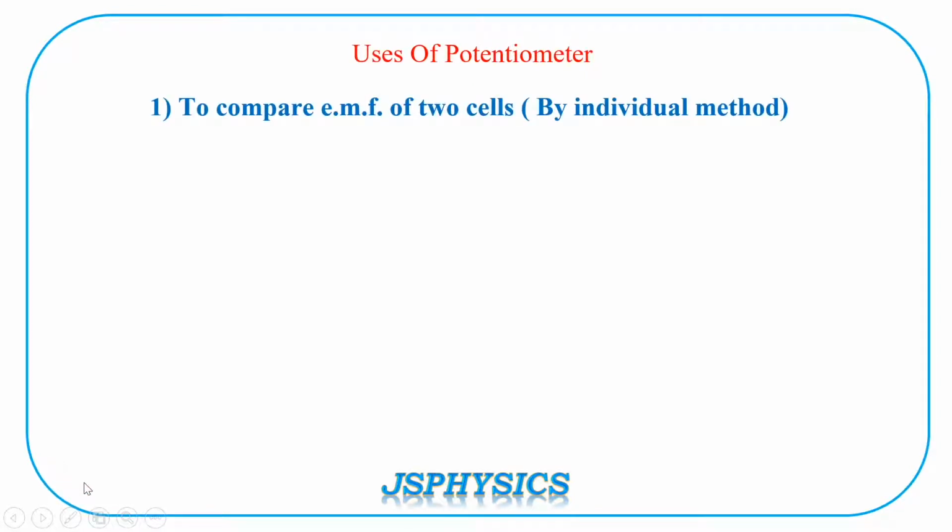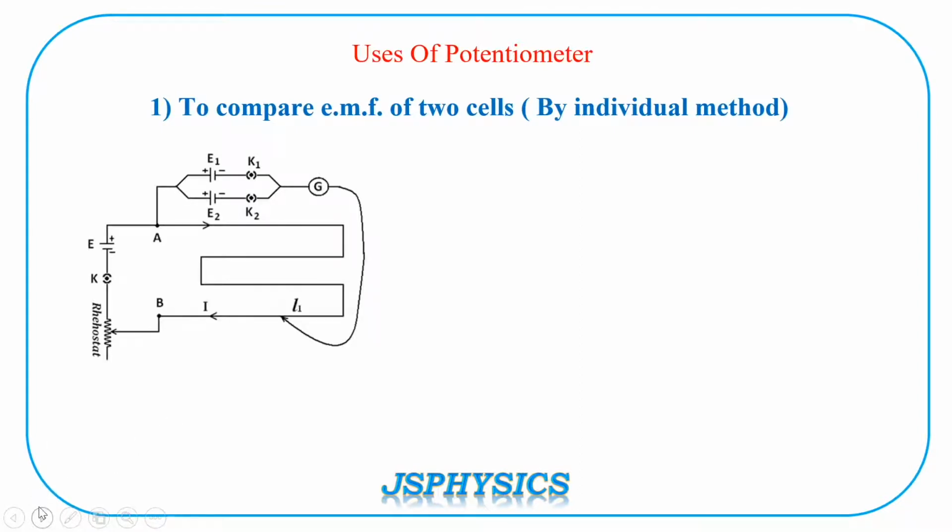Now here we will be using the principle of potentiometer to compare the EMF of the 2 cells. Now this can be done by using 2 different methods. One is an individual method and another is a sum and difference method. So we'll see both the methods one by one. Let us first try to understand comparison of the 2 EMF of the cell by using individual method. That means we'll be connecting each cell one by one.